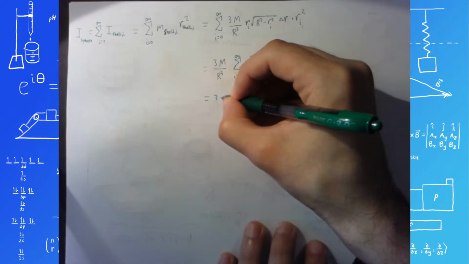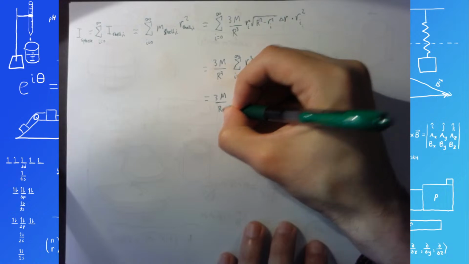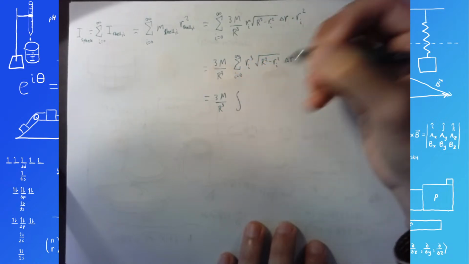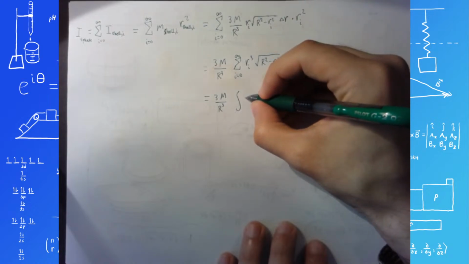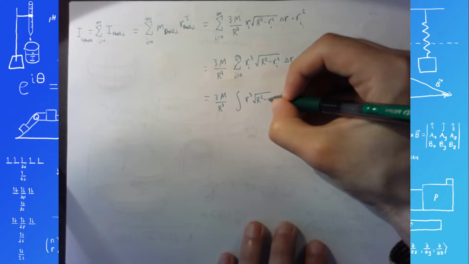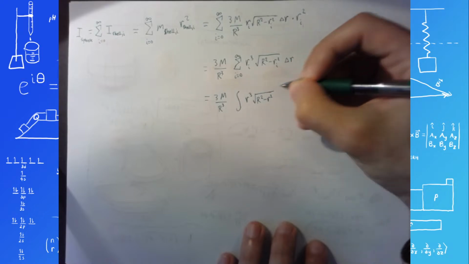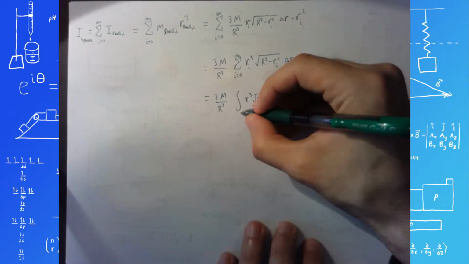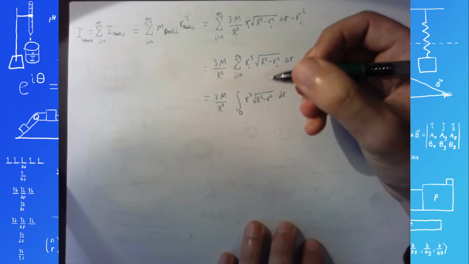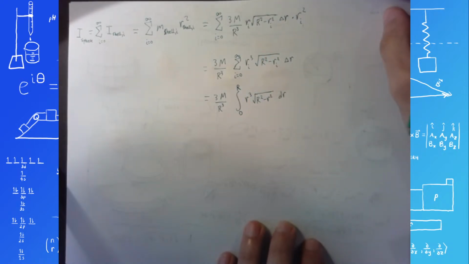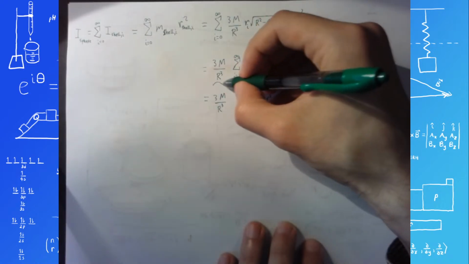This amounts to the integral of r cubed square root of big R squared minus little r squared dr. And this is going to start with our central shell, which is going to be at distance 0, and we're going to keep going until the shell at the outermost edge of our sphere with radius big R.